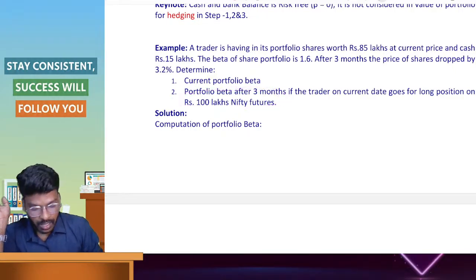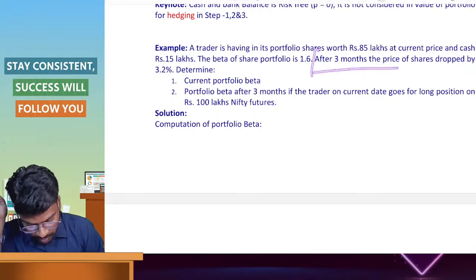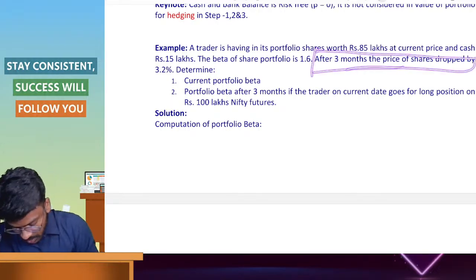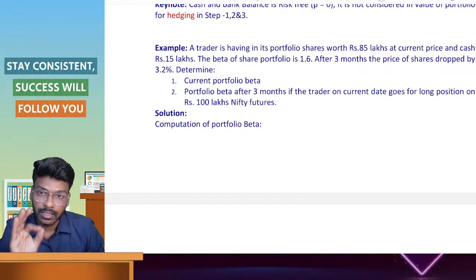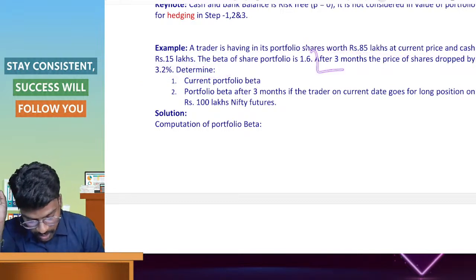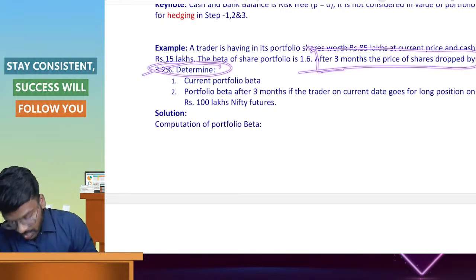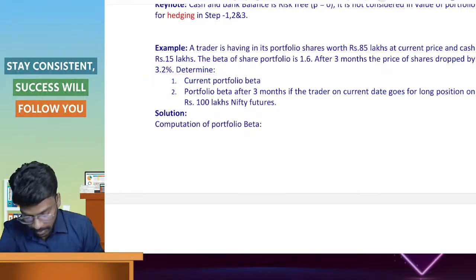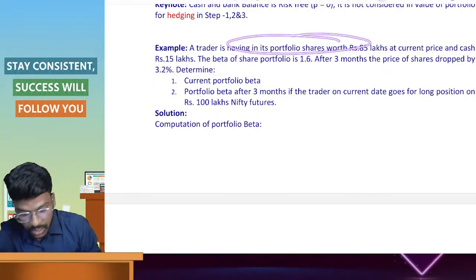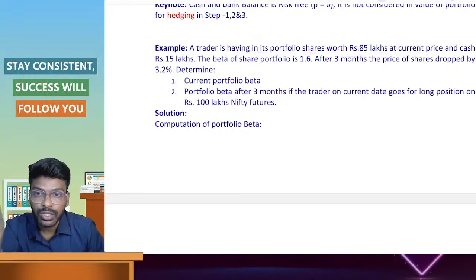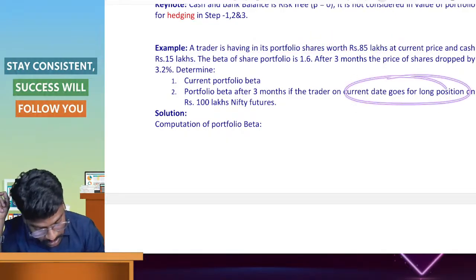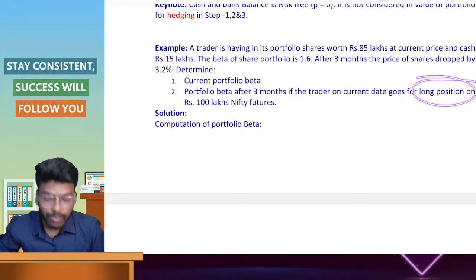Okay, forget this information. This information is only for computation of gain or loss, but we have a long position. Already we have a long position, but the question says the trader goes for a long position.